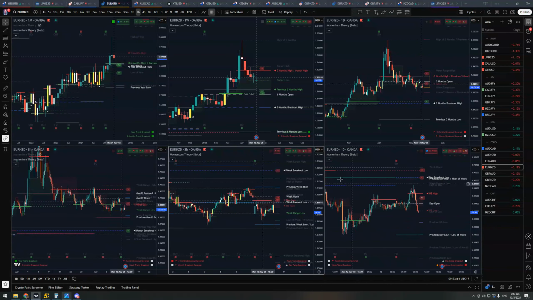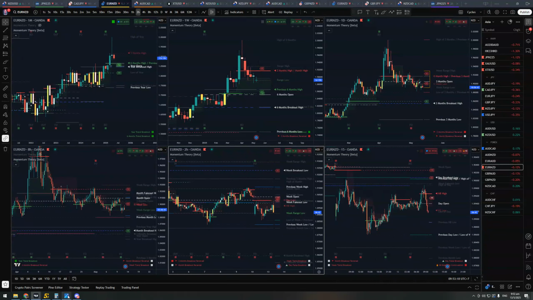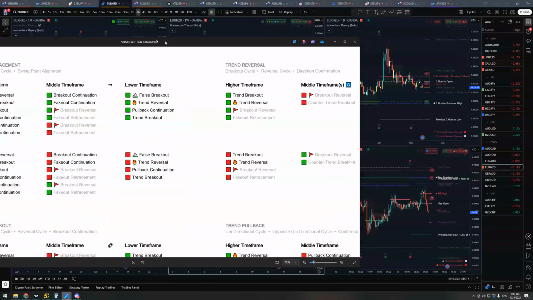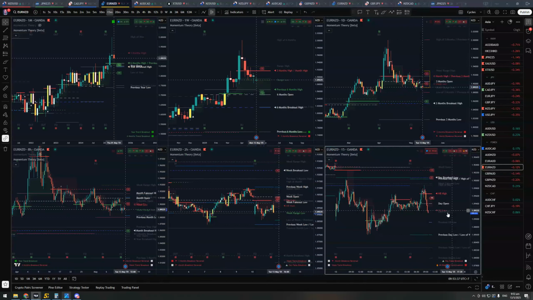We have a false breakout on the daily breakout, and then the H8 is a breakout continuation. This is a trend retracement, bearish one. So for that first time frame, trend retracement, I need one of these unidirectional cycles. So we got the false breakout, and then this middle time frame is going to be a breakout continuation, and then I enter on one of these on lower time frames.